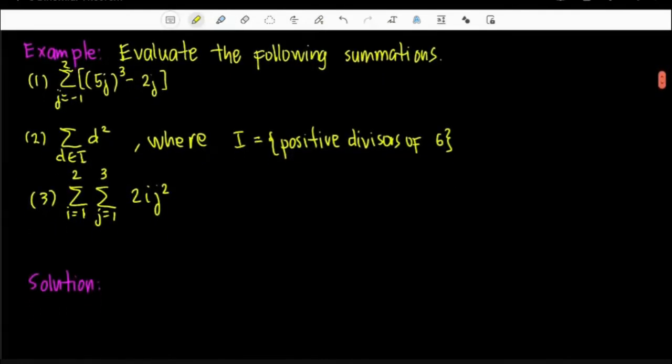Some simple examples, let's evaluate the following summations. We have the summation, j equals negative 1 to 2, of the quantity 5j cubed minus 2j. Next, the summation of d squared, where d is an element of I. Here I is the set containing all positive divisors of 6. We can also have double summations: the summation i from 1 to 2 of the summation j equals 1 to 3 of 2ij squared. So let's look at the solution.